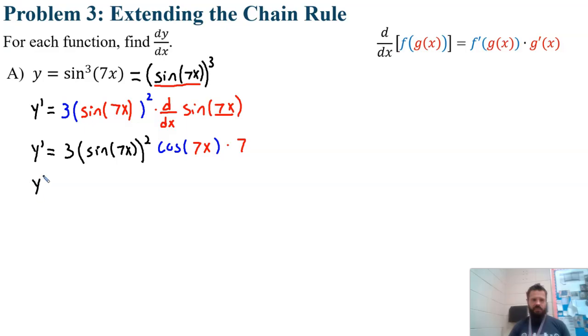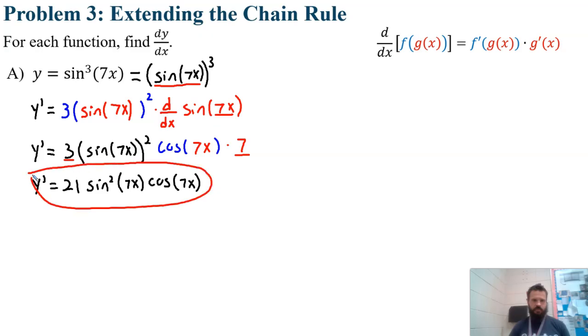Alright, so now my derivative's all done. I can combine my constants with multiplication. 3 times 7 is going to be a 21. And then as far as order goes for writing the rest of it, there's no magic way to do it. We could say sine squared of 7x times cosine of 7x. Alright, so there's an example of extending the chain rule, using it twice in the same derivative, for finding the derivative of a function that's a composition of 3 or more functions.